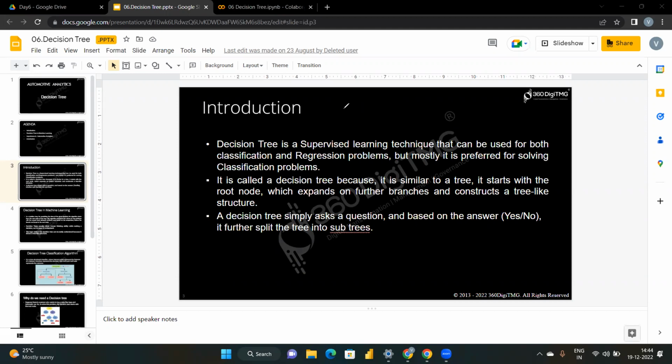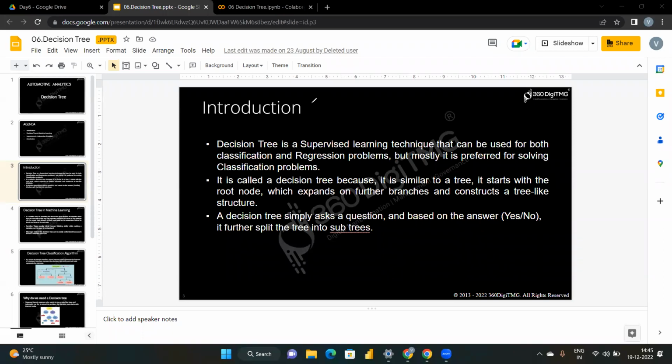A decision tree is a flowchart-like tree structure, where each internal node denotes a test on an attribute, each branch represents an outcome, and each leaf node holds a class label. Now, the construction of a decision tree: how is the construction of a decision tree going to take place?